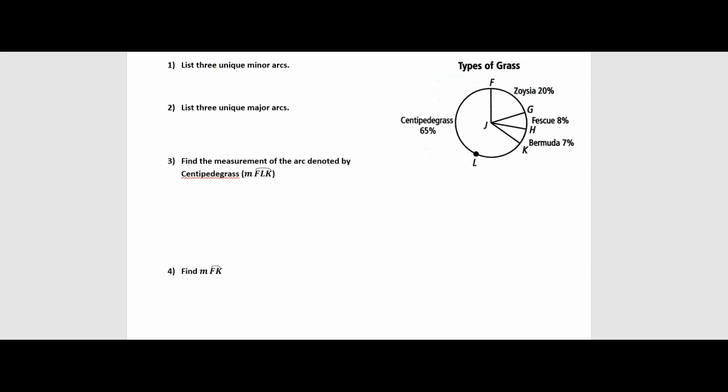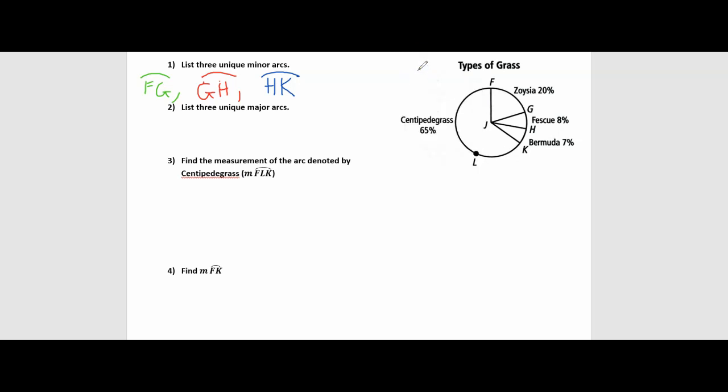All right, so for number 1, as long as you chose arcs that were less than 180 degrees, you're going to be okay. I'm going to use arc FG. I'm going to use arc GH. And I'm going to use arc HK. Those are 3 arcs that are less than 180 degrees.